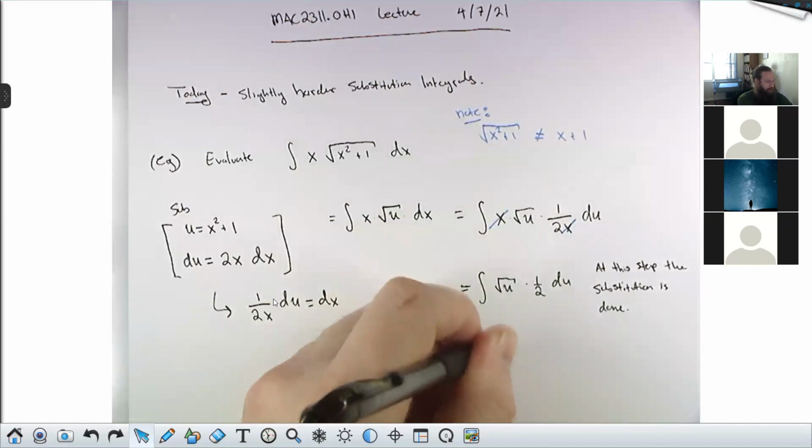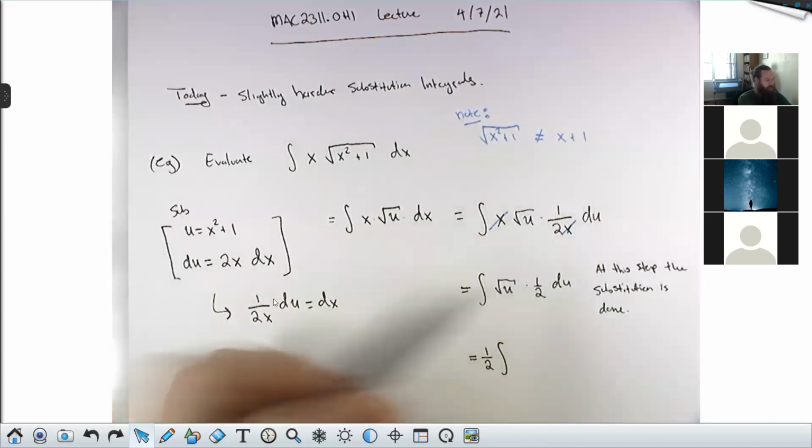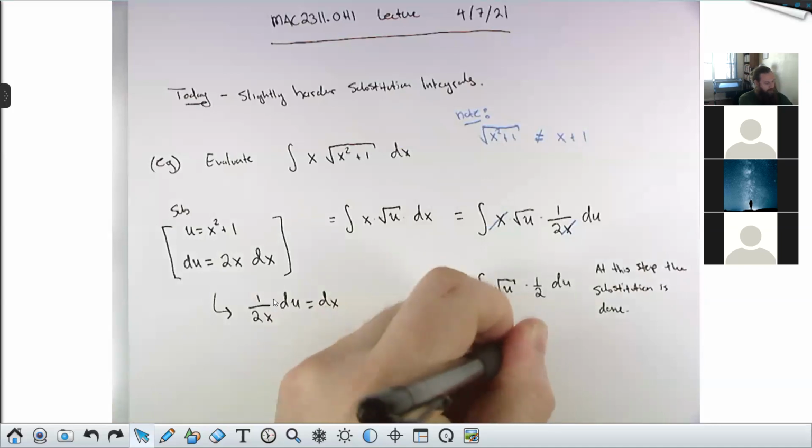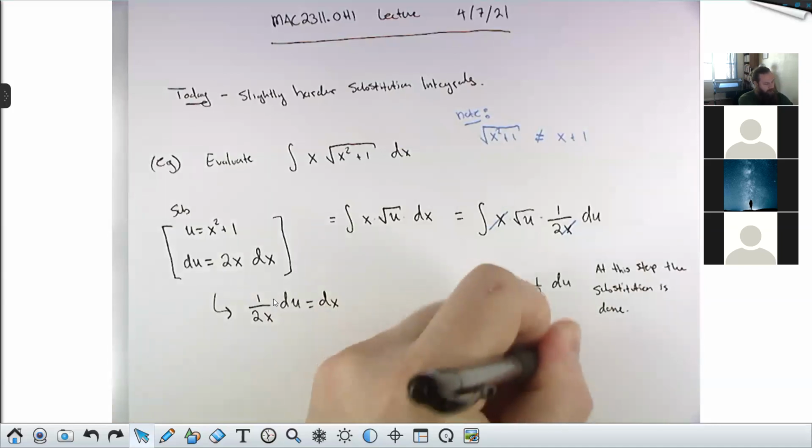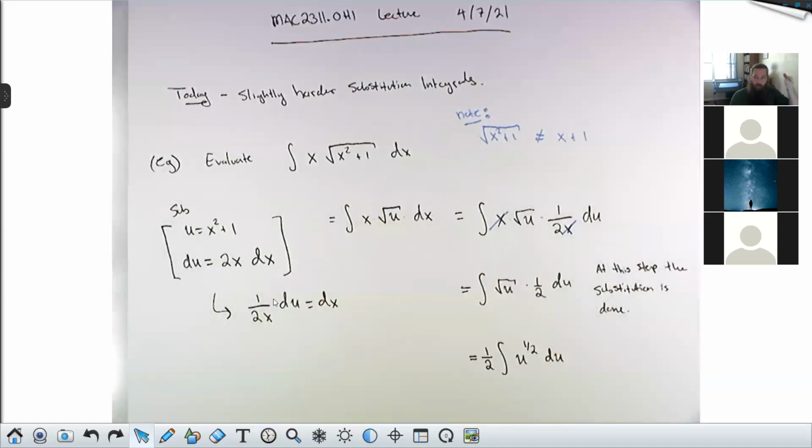So I would say let's pop that 1/2 out, and then the square root of u is u to the 1/2 du. So we need to do our antiderivative before we plug back in. And that's an important thing. I do see that a lot, especially in the first week or so of Calc 2. The swapping back to the original variable, we only do that in indefinite integrals, and we only do it at the very, very end. It's our very last step.